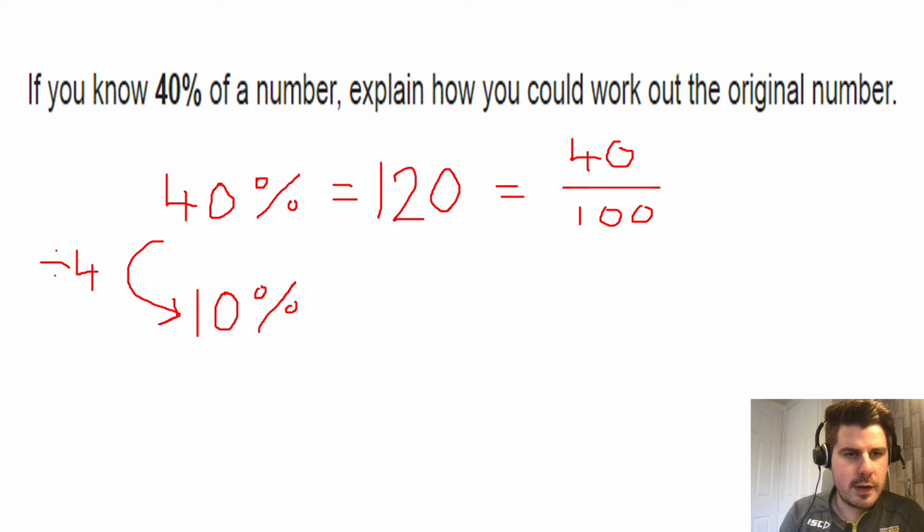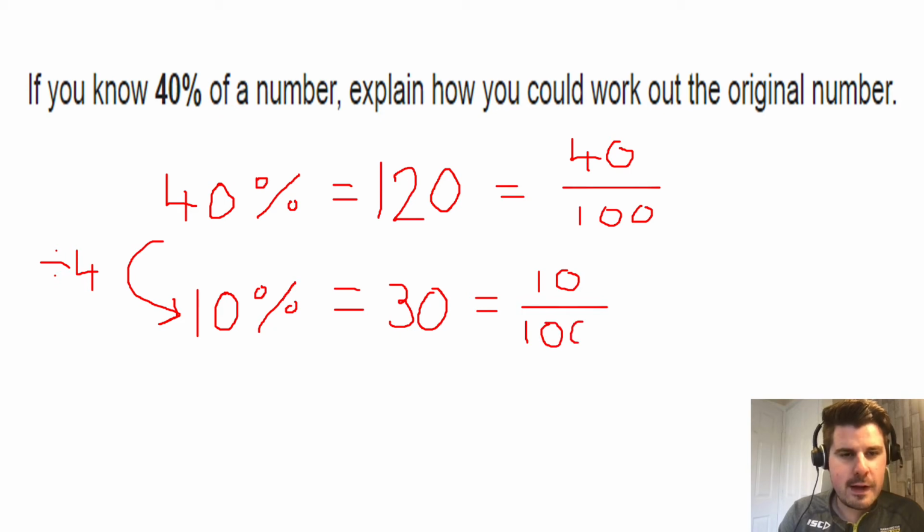And whatever we do on that side, we have to do the same here. So we have to do 120 divided by 4. Now I know 4 goes into 120. 4 goes into 12 3 times, 4, 8, 12. So I know that 4 would go into 120 30 times. And that gives us 10%, or 10 over 100. And then how could we use that fact to find out what the original number is? Well, remember, the original number would be 100%.